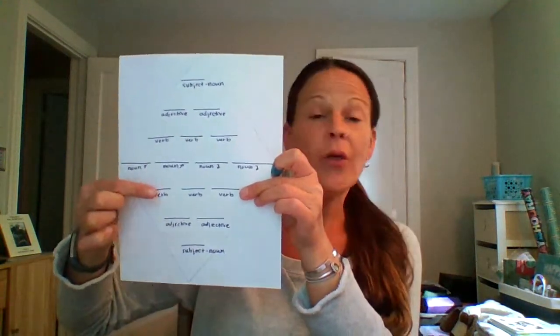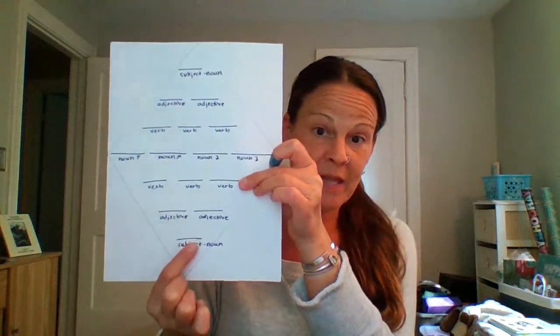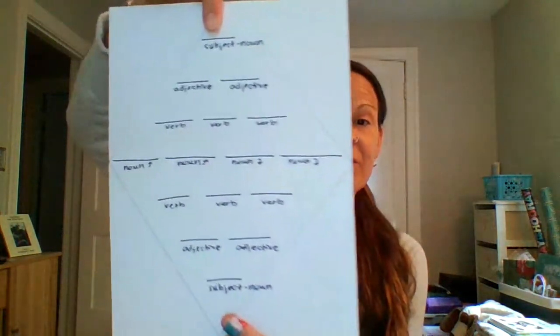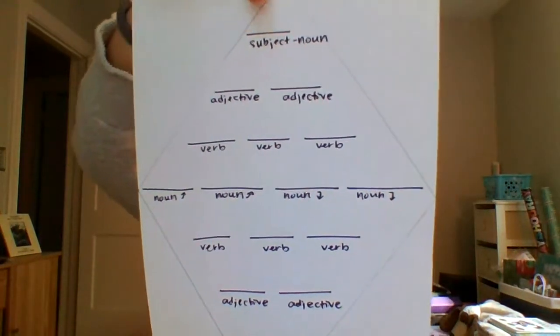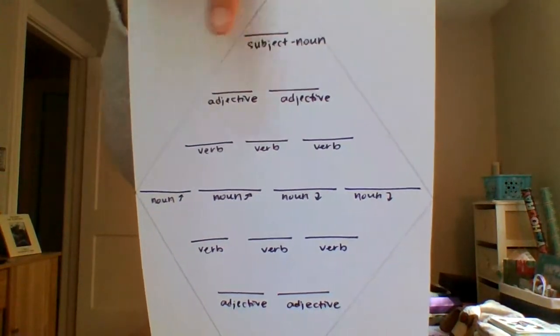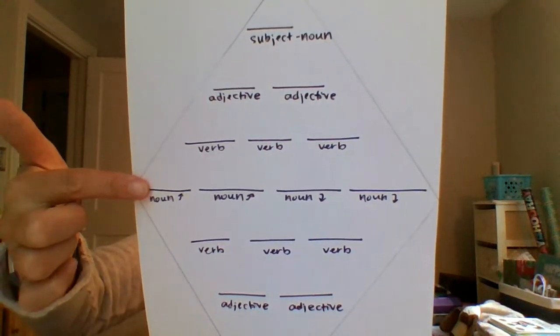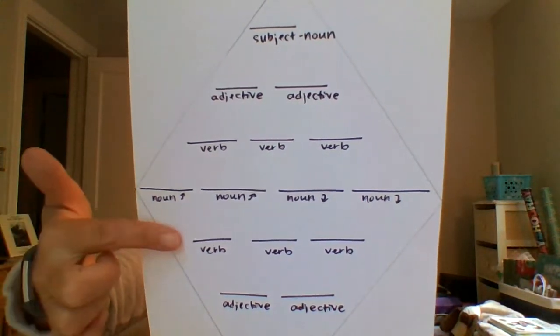Then there are 3 verbs again, but that connect to this noun. 2 adjectives that connect to this noun, and then a noun at the bottom, which is either going to be a synonym or an antonym from the top. Okay, that's a lot of information. So if you look at this, it goes noun, adjective, adjective, verb, verb, verb, noun, noun, noun, noun, verb, verb, verb, adjective, adjective, noun.